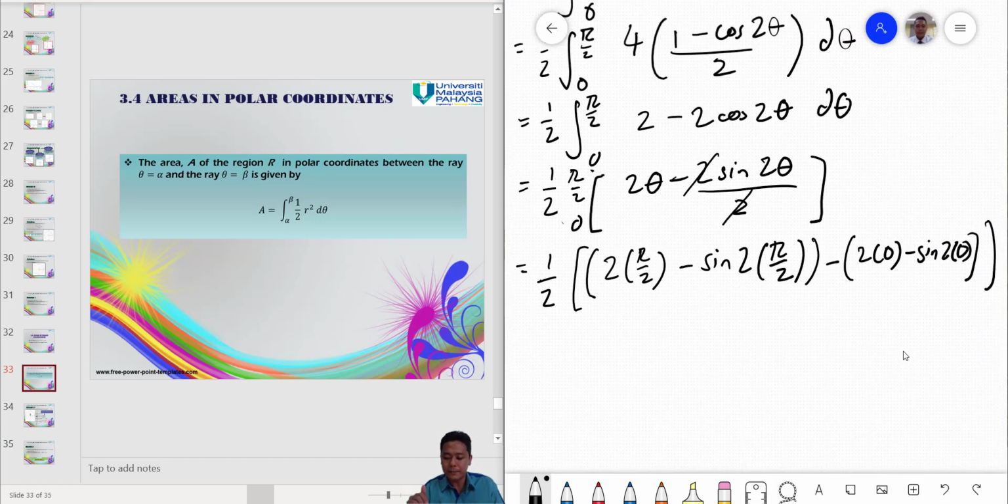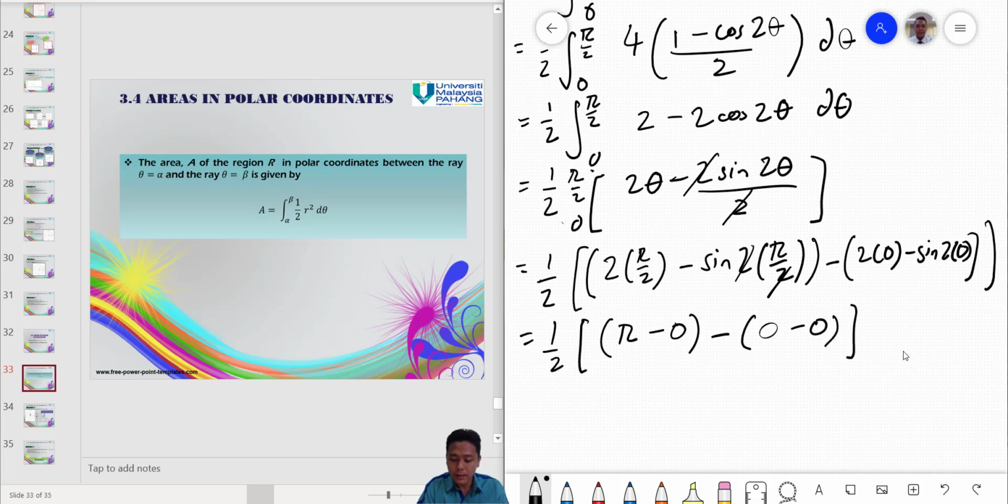Close bracket. Proceed with the simplification. Solve the first bracket, we become pi minus sine pi 0, minus the second bracket 0 minus 0, and you will get half pi or pi over 2 unit squared.